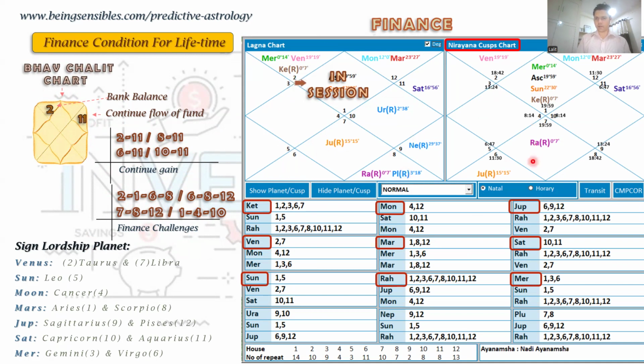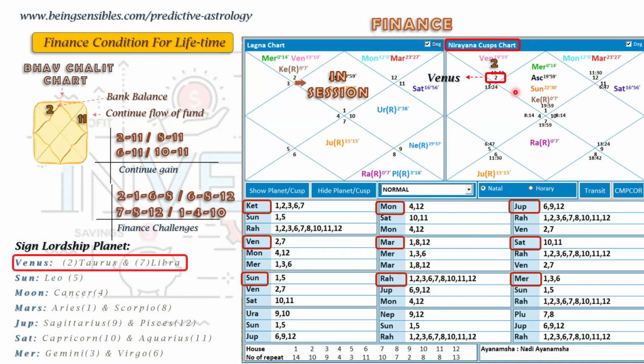So here I'm taking an example of one chart, one person. I'm taking a screenshot. We don't have to check the Lagna chart. We straightaway come to the Niraya Bhav chart. In that, we have to check the second sign. The second house has a 2, which is denoted by Taurus. The Taurus sign is the second house in this chart. The Venus, which is governing Taurus. So now we have to check the Venus, which is saying here 2, 1, 6, 8, 12.